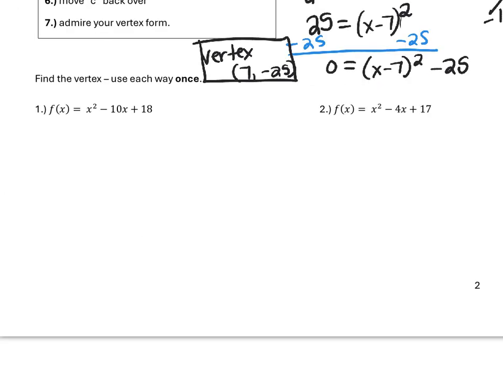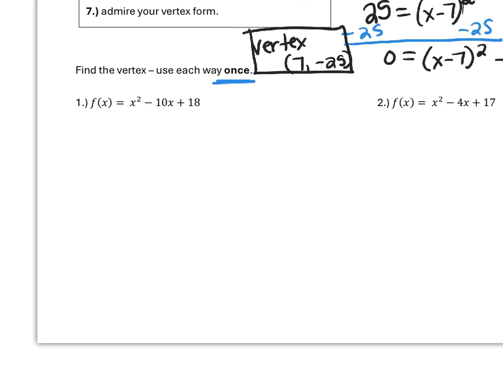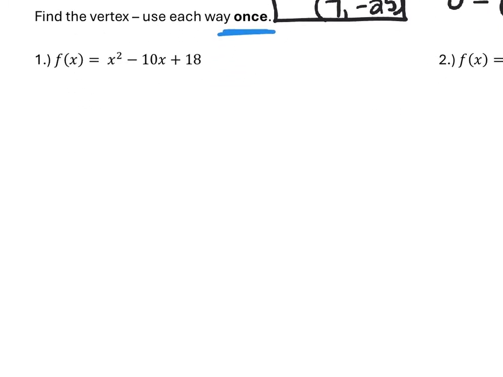Use each way once. So you have to use completing the square at least once. For number 1, what do you want to do? We want to minus 18. All right, let's do negative b over 2a. I heard that first. So if we do that, we do negative 10. Do they do the way you just did, the negative b over 2a, do the same thing? Yes. Then why would we have to do the hard one? Nah, I like it better.